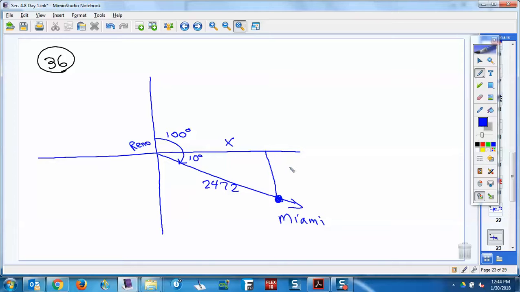So isn't that pretty much the same problem so far? It says how far north and how far west is Reno relative to Miami. So again, Miami's here, so north would be this far and then west. But again, that's the x and the y. And isn't it the same thing? It's a cosine and a sine, right? Same setup we just had. It's a very, very similar problem. Cosine 10 degrees would equal x over 2472, and sine of 10 degrees would equal y over 2472. And then you just multiply those.